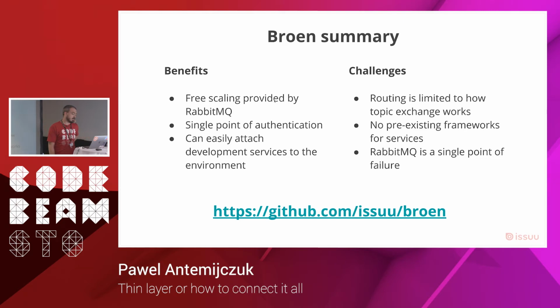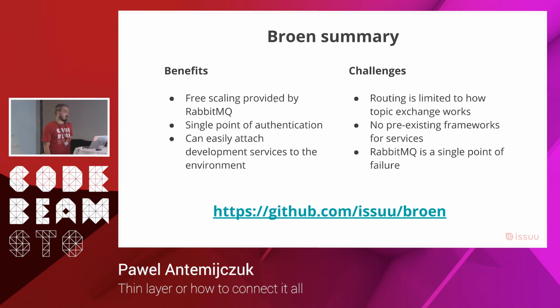There are some problems with it, and the problems are that, well, routing is limited to topic exchange. That's what it does, and that's how you can route. Also, all these endpoints have to follow this route of /call, so you can't just make any arbitrary URL. And the biggest problem maybe is that there are no pre-existing frameworks for services like that. When you write your own web server, there's thousands of frameworks you can use to make your own Node.js, Phoenix, whatever you like. That doesn't exist for AMQP.